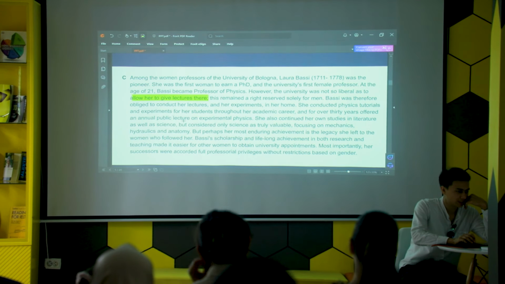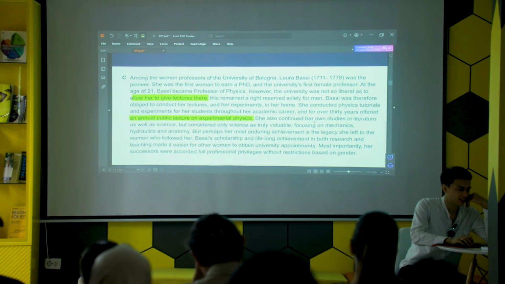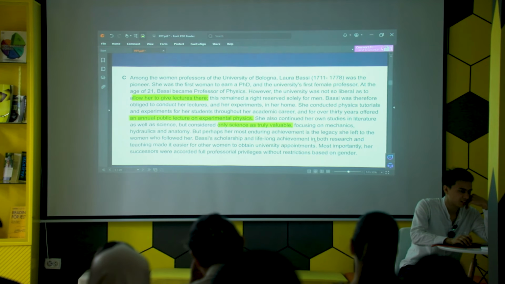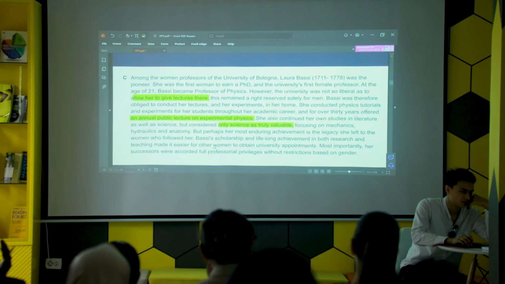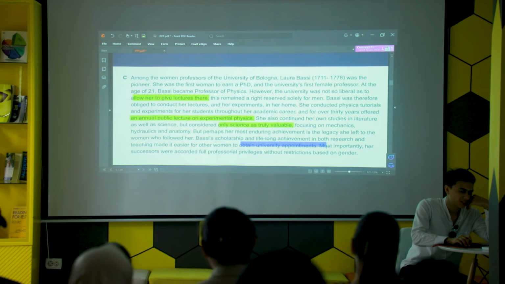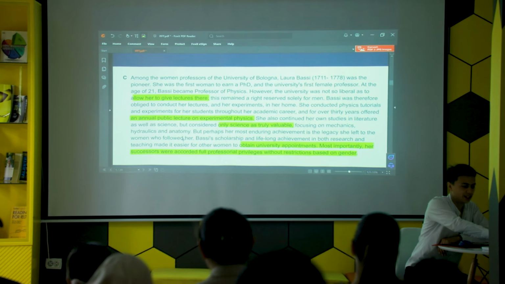So she conducted physics tutorials and experiments for her students throughout most academic career, and for over 30 years offered annual public lecture. So she gave public lecture on experimental physics. She also continued her own studies in literature as well as science, but only considered science as truly valuable, focusing on mechanics, hydraulics, anatomy. But perhaps most enduring achievement is the legacy she left to the women who followed her. Bassi's scholarship and lifelong achievement in both research and teaching made it easier for women to obtain university appointments. Most importantly, her successors were accorded full professorial privileges without restrictions placed on gender.